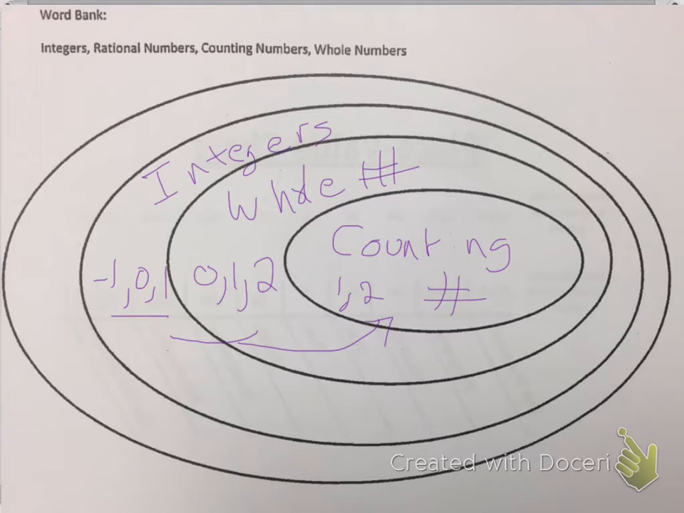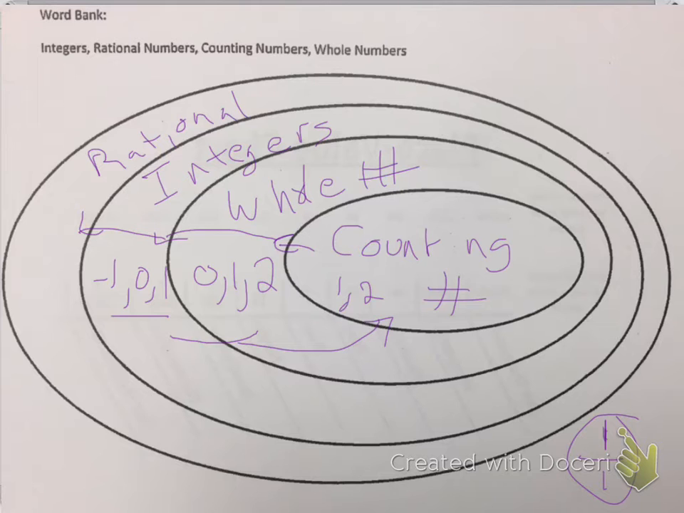Okay? So if you have a counting number, it's also a whole number. If you have a counting number, it's also an integer. If you have a counting number, it's also a rational number. Because a counting number like 1 can be written 1 over 1, which makes it a rational number. Okay?